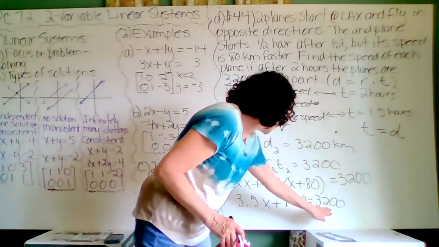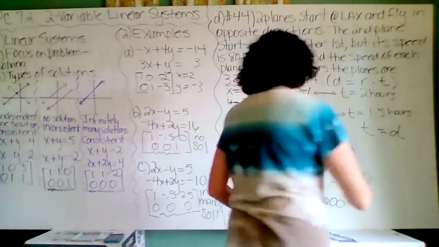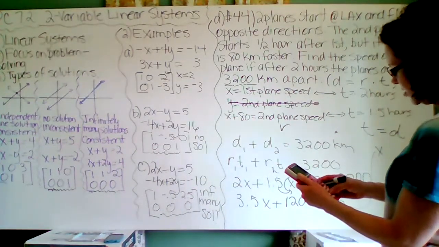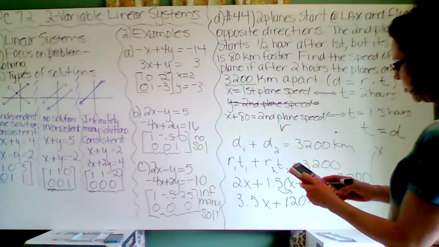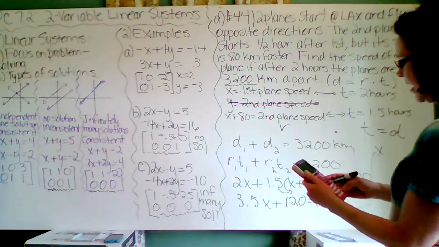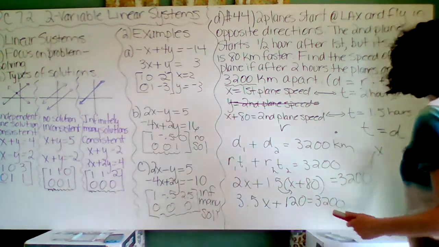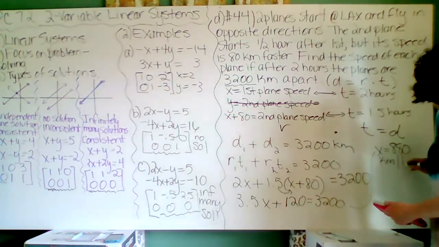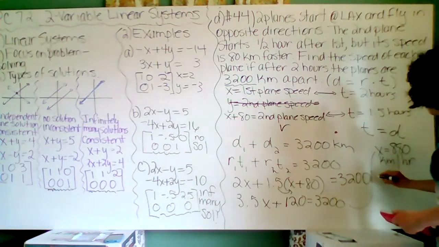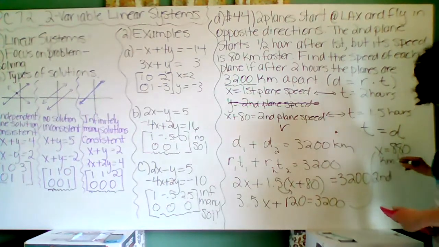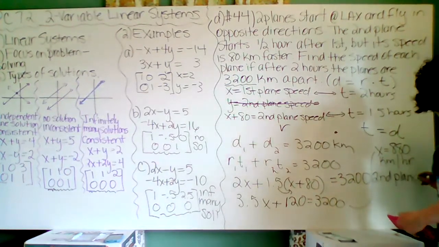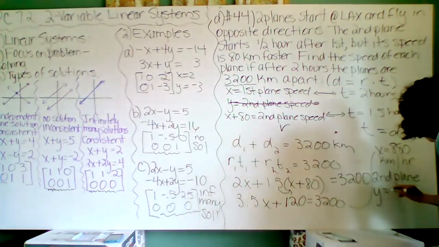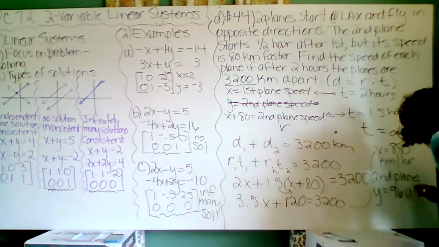Okay, some quick math in my calculator. I am going to subtract 120 and divide by 3.5 to get my x. 3,200 minus 120, divided by 3.5, is 880 kilometers per hour. So that's the first plane speed. The second plane speed would be 80 more than that, 960 kilometers per hour.